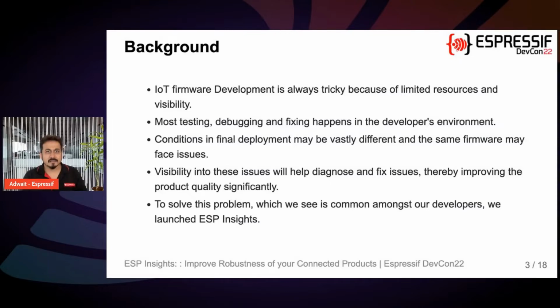Now, development, testing, debugging, and whatever bug fixes you eventually figure out are done in the development environment. But the conditions in the final deployment may be vastly different from the developer environment, and the same firmware which executes perfectly fine in the developer environment does not work that well. Visibility into these issues will help diagnose and fix them, thereby improving the product quality significantly. To solve exactly this problem, we have launched ESP Insights, which will help developers remotely take a peek into the execution environment, look at the issues and analyze them faster.